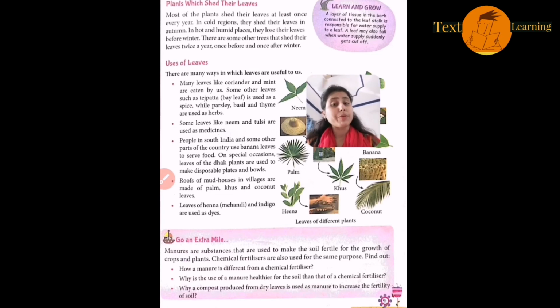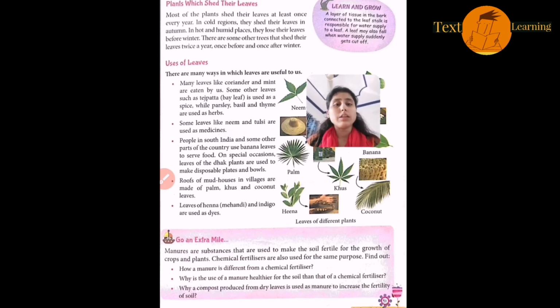There are some other trees that shed their leaves twice a year, before and after the winter. So there are differences in shedding leaves. Some shed their leaves once a year, some twice a year. In cold regions, plants shed their leaves in autumn. In hot and humid regions, plants shed their leaves before winter. So there are differences in shedding also.